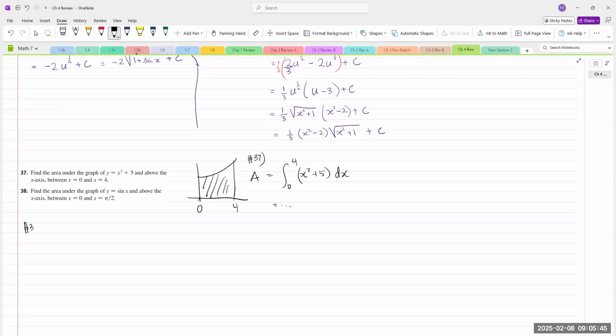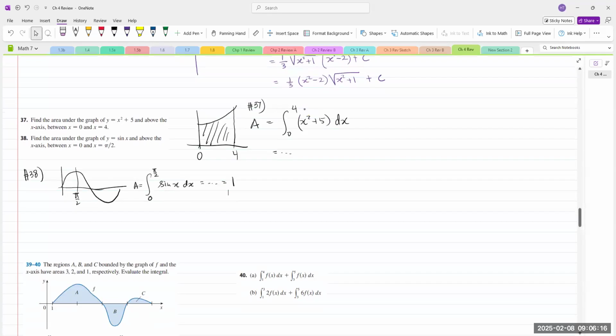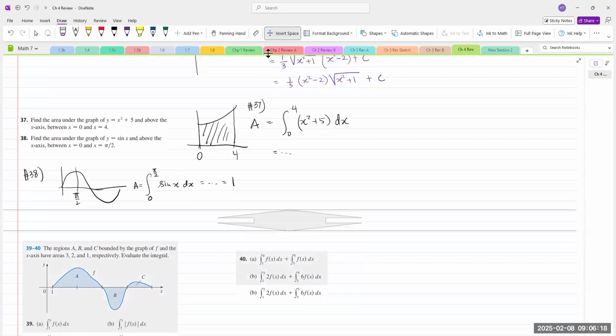Number 38. Find the area under the graph of y equals sine x. Sine x looks like this, and the x-axis between 0 and pi over 2. We know the answer, the area is 1. But the setup: the area equals the integral from 0 to pi over 2 of sine x dx. Yeah, we know that is equal to 1. We see that so often that I'll expect you to memorize that though. Okay?